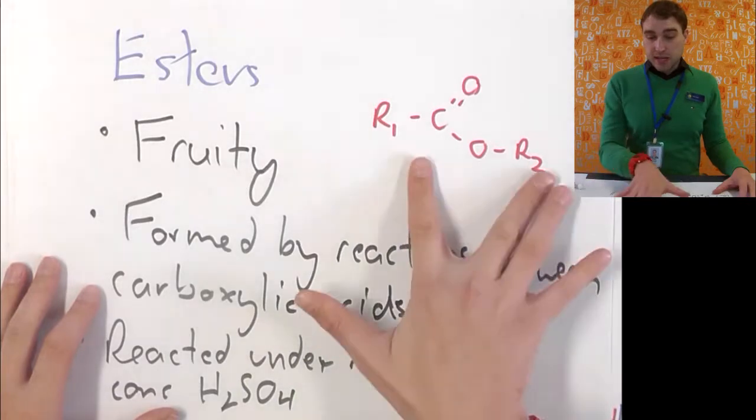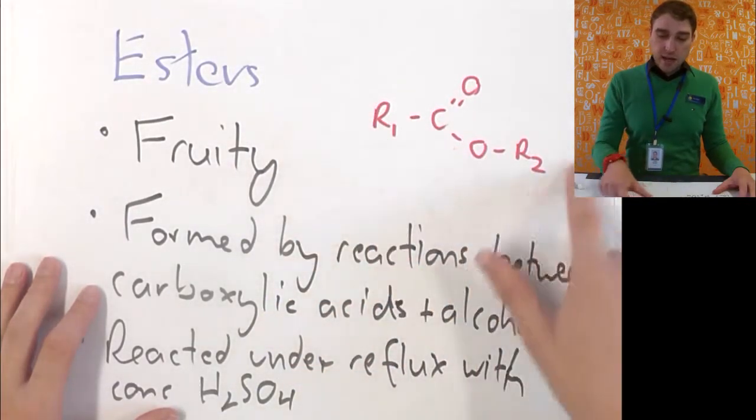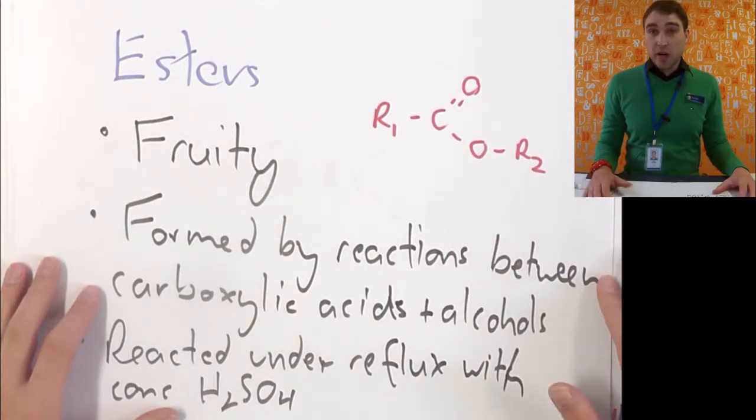So esters contain this functional group here. It's made up of a part that comes from a carboxylic acid and a part that comes from an alcohol. Why are esters important? Well, they have a nice fruity odour a lot of the time. They are added to foods and to perfumes to give them nice odours.